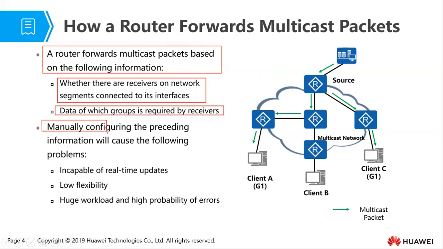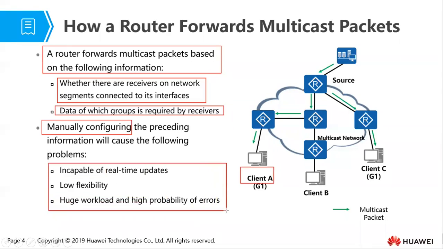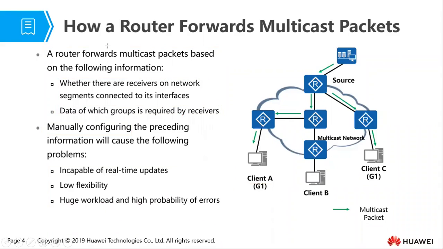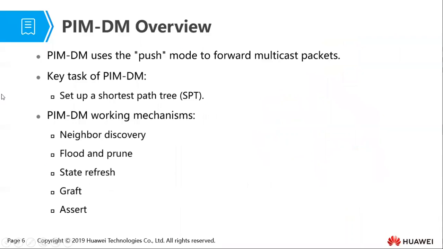So we saw that manually configuring this particular requirement, specifying that this router has someone in this group, leads to a number of issues which we already discussed. It cannot be real time. The flexibility is low because it cannot cater for changes. It also provides huge workload and introduces high probability of errors in the configuration process. So for that matter, PIM, protocol independent multicast, was introduced.